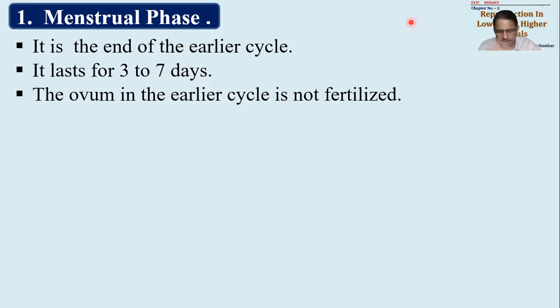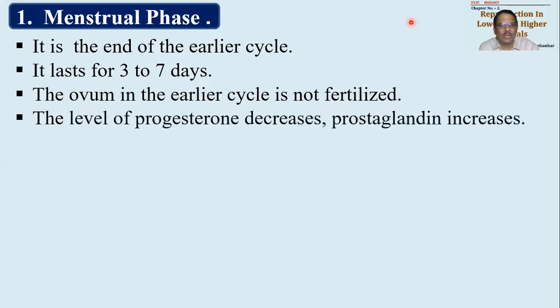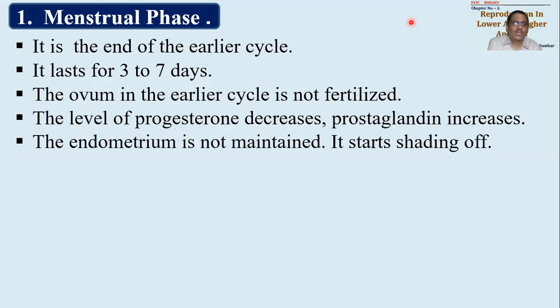ये तो sure है कि earlier cycle का जो ovum था वो fertilized नहीं हुआ, and so the level of progesterone decreases and prostaglandin level increases, as a result of which the endometrium is not maintained. अभी देखो endometrium को maintain करने का काम progesterone का है. When progesterone level decreases to below normal, what will happen? The endometrium will not be maintained. मतलब उसका thickness maintain नहीं किया जाएगा and it will start rupturing or it will start shedding off.